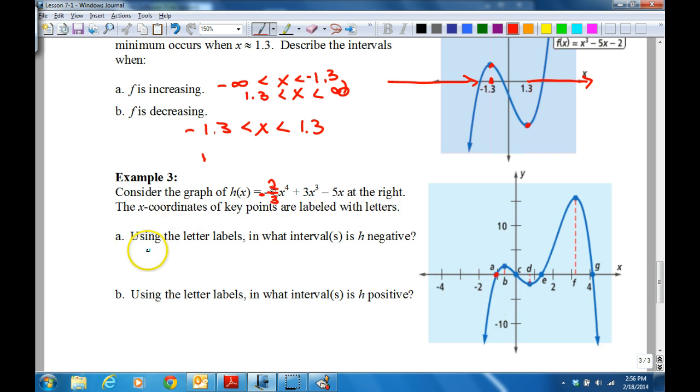Negative infinity to A, yep, and then C to E. So x less than a, it's negative. Where else? C to E, yeah. Okay, and then x greater than g, right? Okay, tell me where h is positive. A to C. x is between a and c. And then x is in between E and G. Yep, E to G.